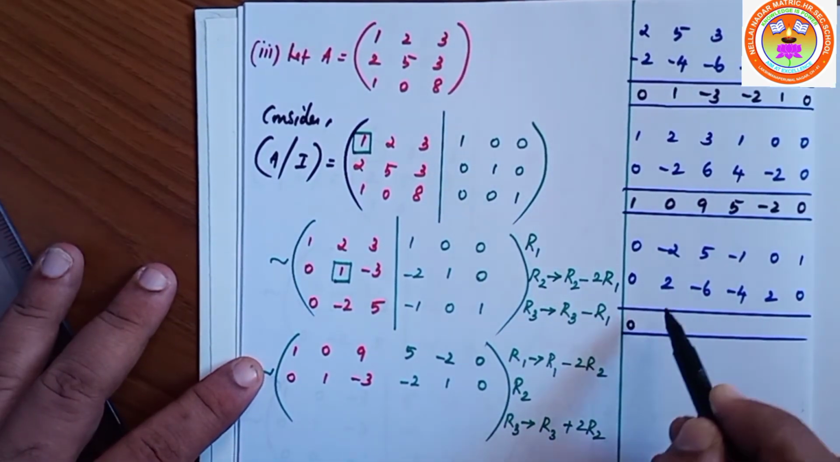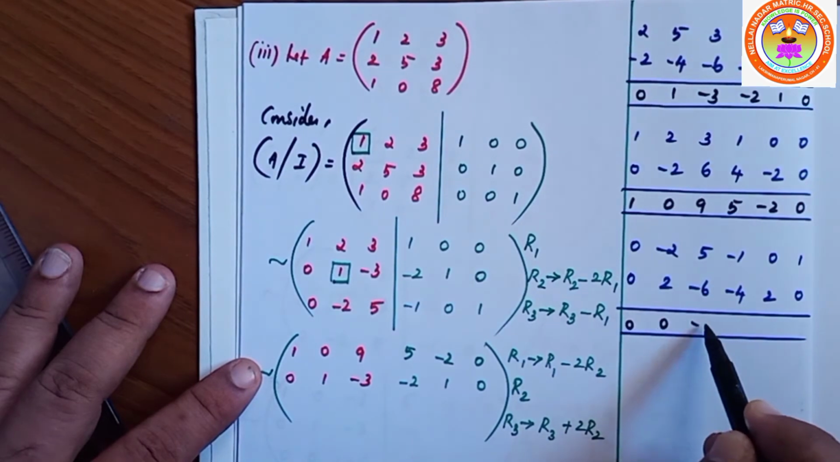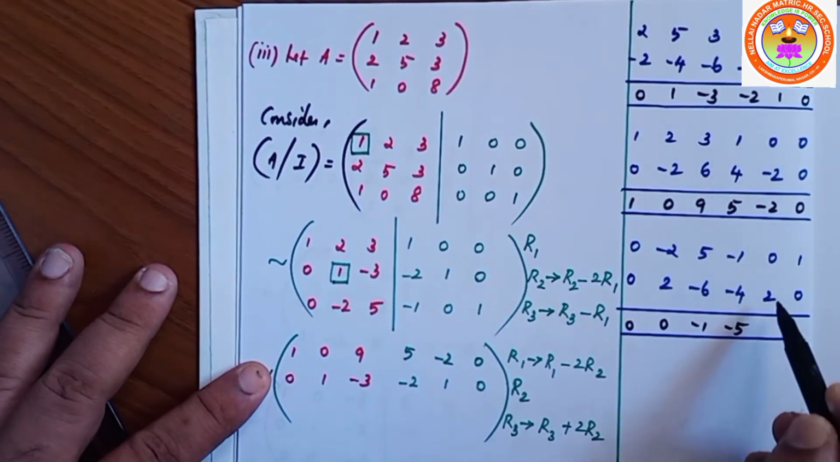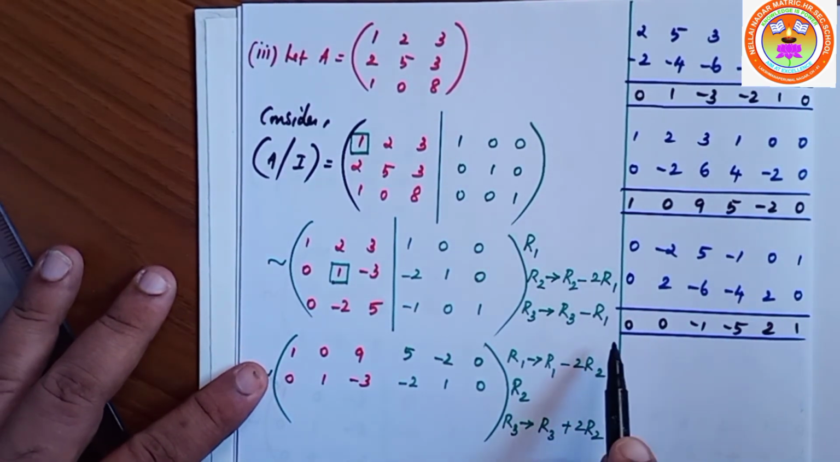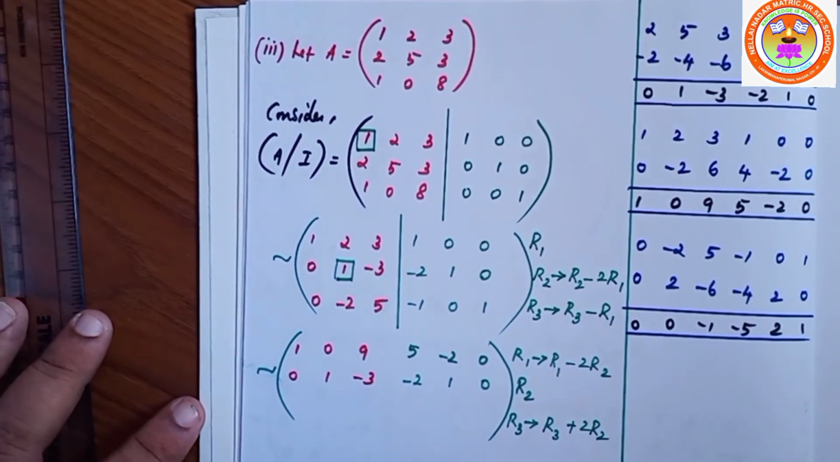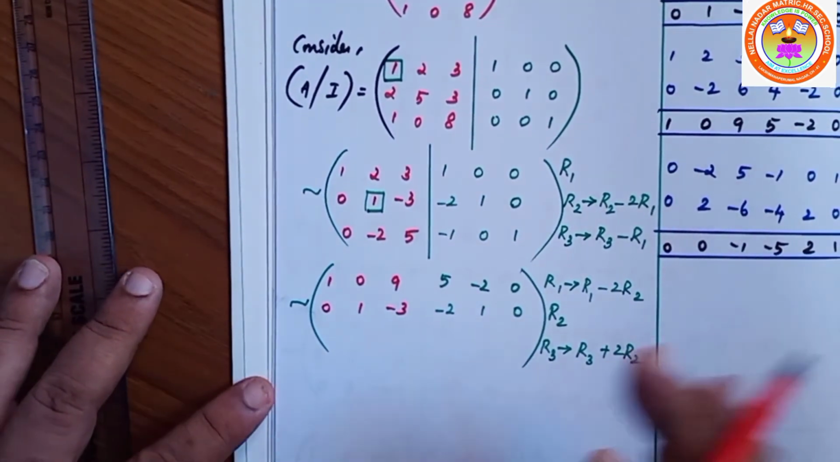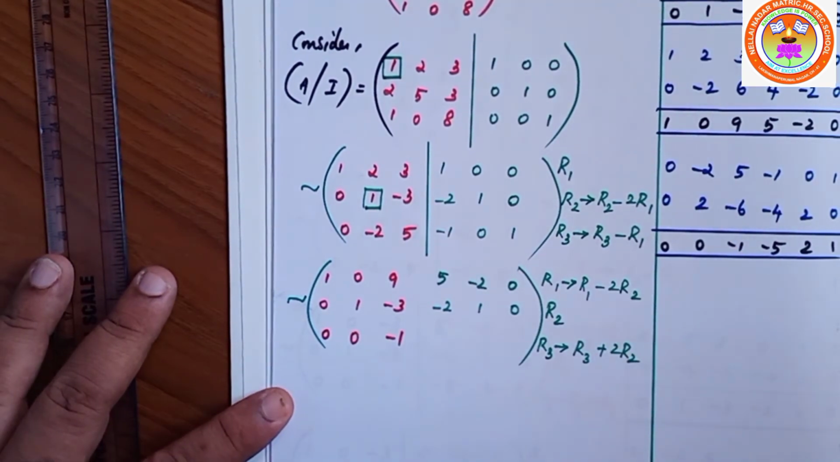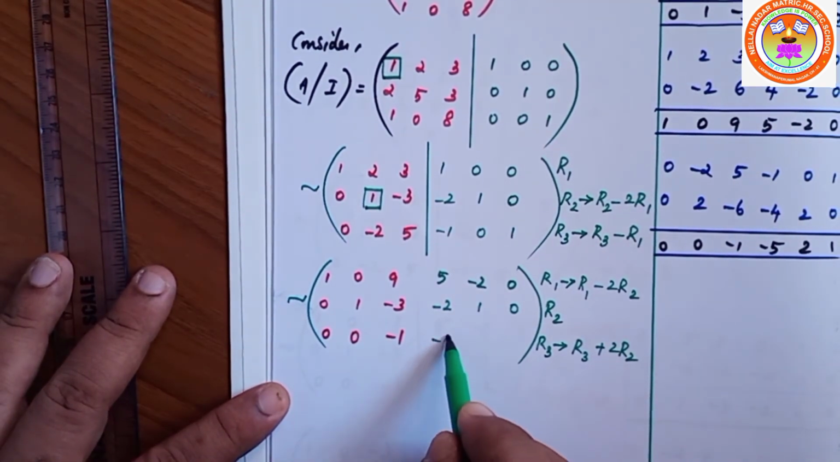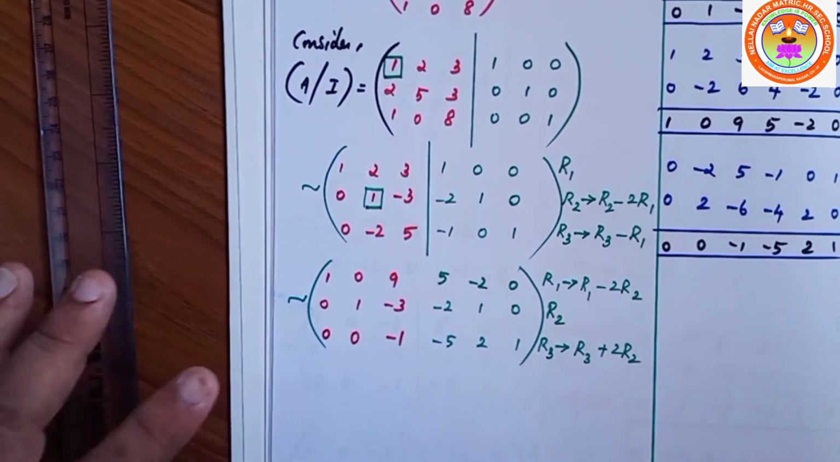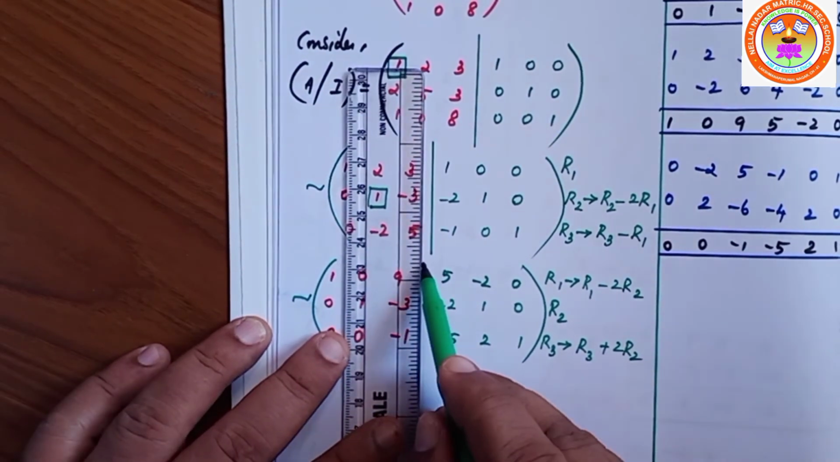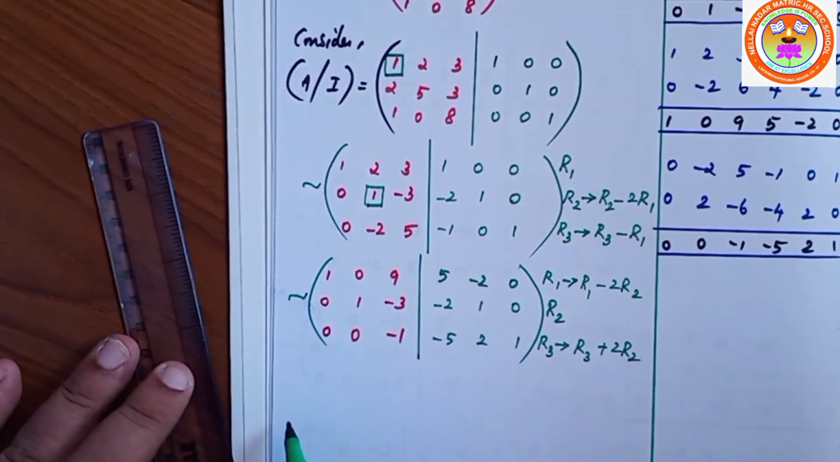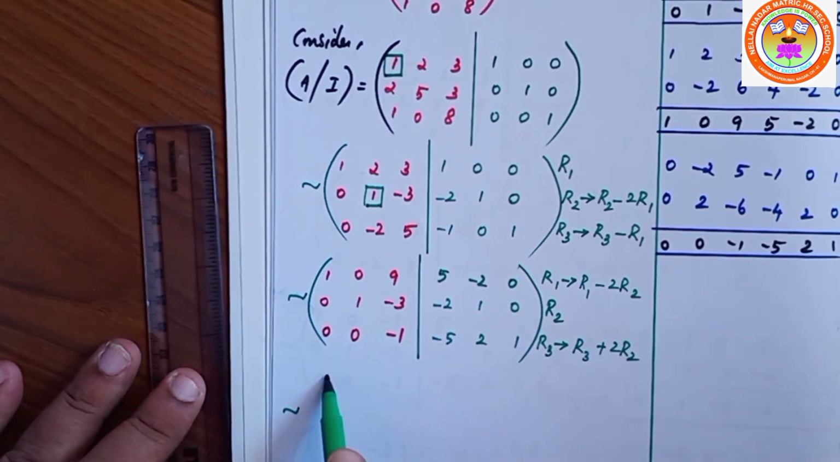Zero plus 0 is 0, minus 2 plus 2 is 0, 5 minus 6 is minus 1, minus 1 minus 4 is minus 5, 0 plus 2 is 2, 1 plus 0 is 1. So we get 0 0 minus 1, minus 5 2 1. Put the equivalent.